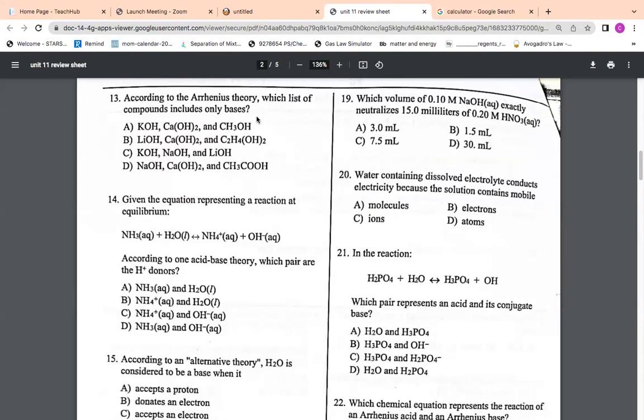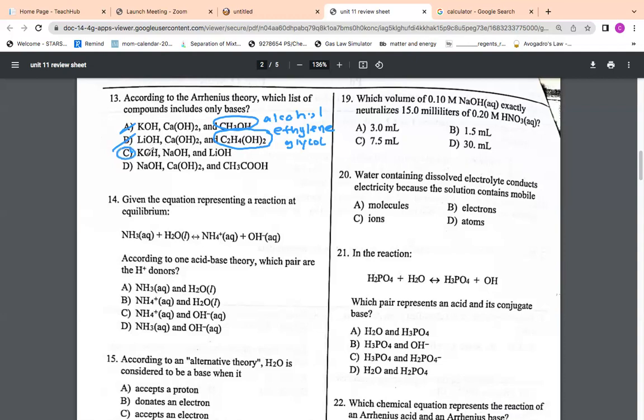Okay. 13, according to Arrhenius theory, which list of compounds includes only bases? So for this one, let me see my options. It's not A, because this is an alcohol. Not B. This is also an alcohol. This one is ethylene glycol. You might want to memorize this one. This is an alcohol with two hydroxyl groups.